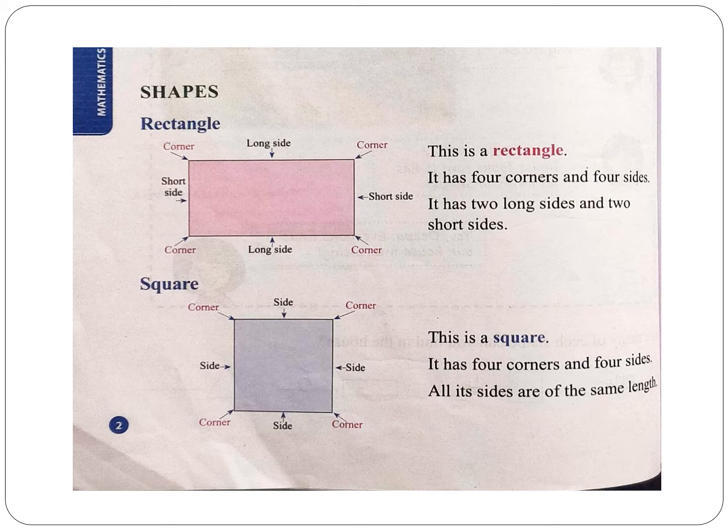Our next figure is a square. This is a square. It has four corners and four sides. All its sides are of the same length. Okay, clear?